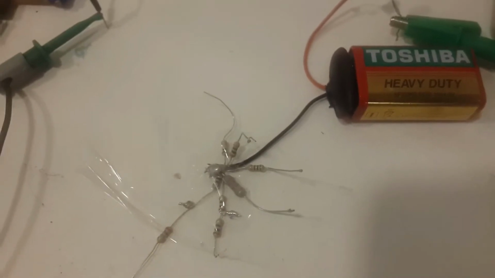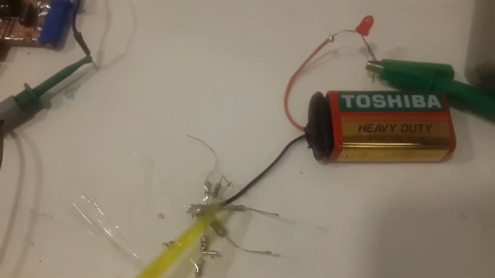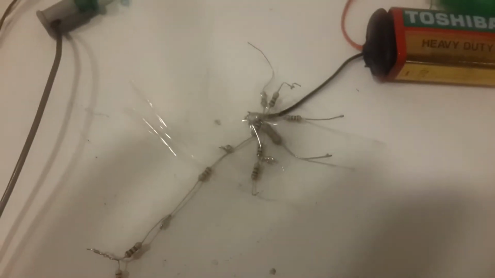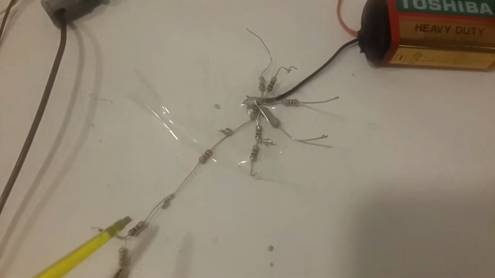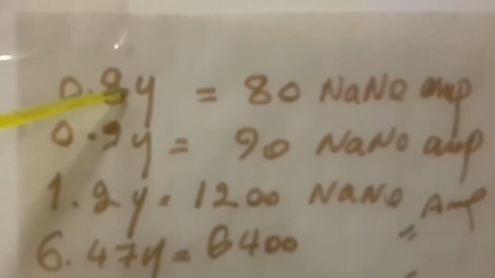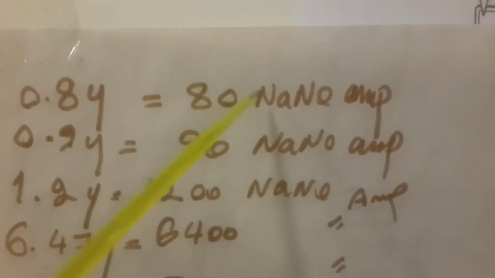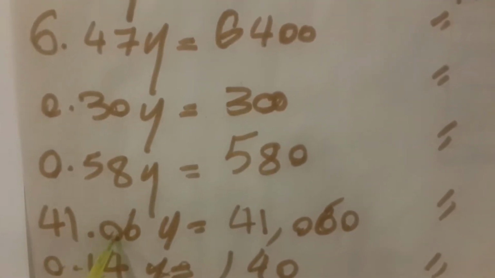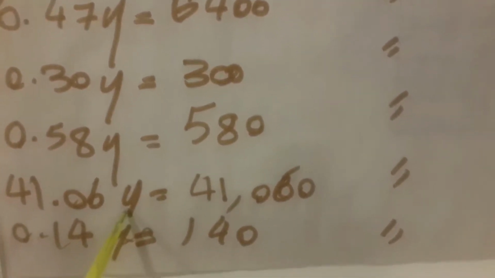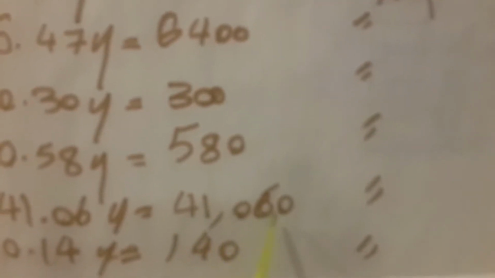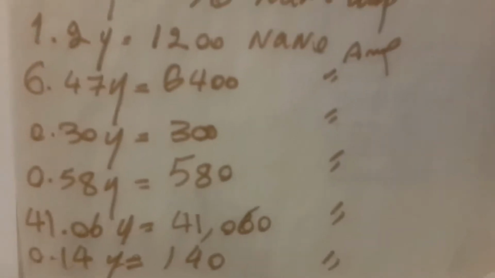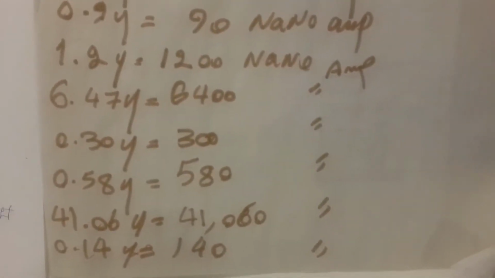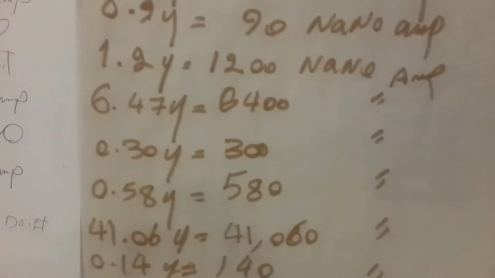I made a dummy current over here with 1, 2, 3, 4, 5 and 6 heads, starting from 0.8 microamps, around 18 nanoamps, and the maximum and biggest amount is 41.06 microamps. Like 41.06 nanoamps. We are going to convert these amounts with an operational amplifier.